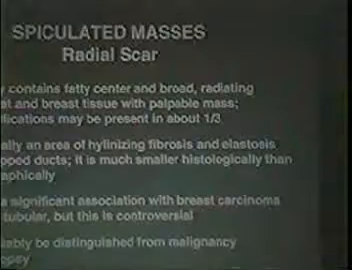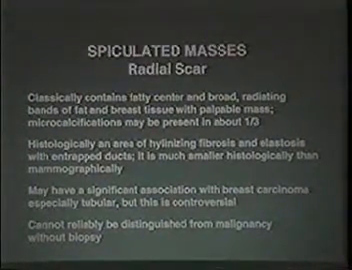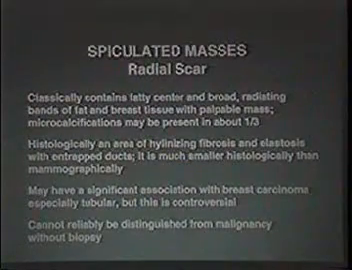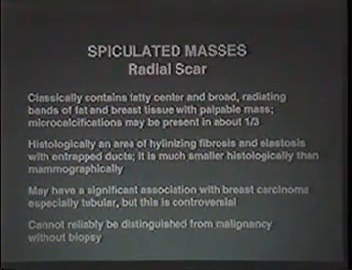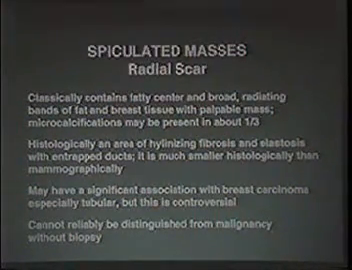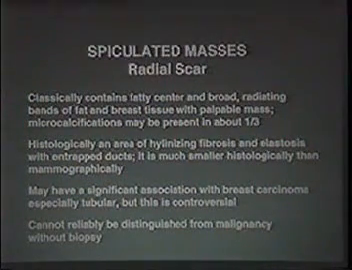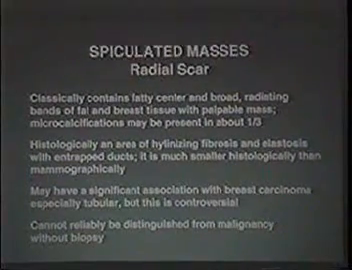Radial scars are very interesting lesions. Classically, they contain fatty centers and broad radiating bands of fat and breast tissue with a palpable mass. Microcalcifications, it's important to remember, may be present in about 1/3 of these lesions. So the presence of microcalcifications doesn't exclude a radial scar. Histologically, they're areas of hyalinizing fibrosis and elastosis with entrapped ducts, and often they're smaller histologically than they are mammographically.